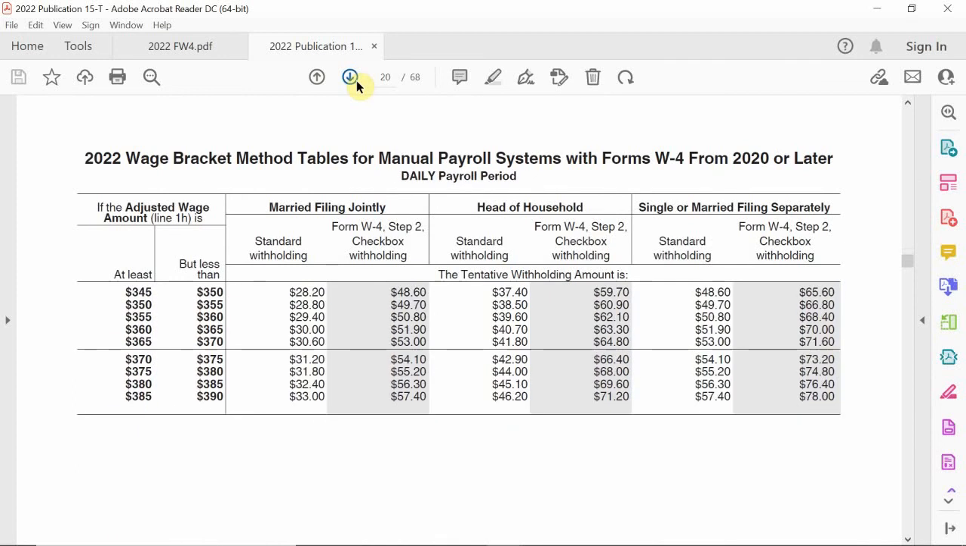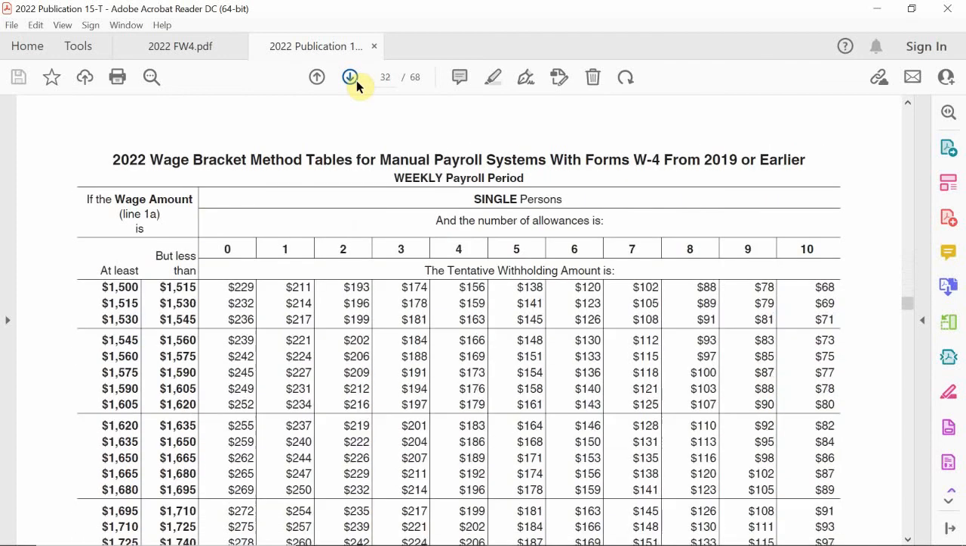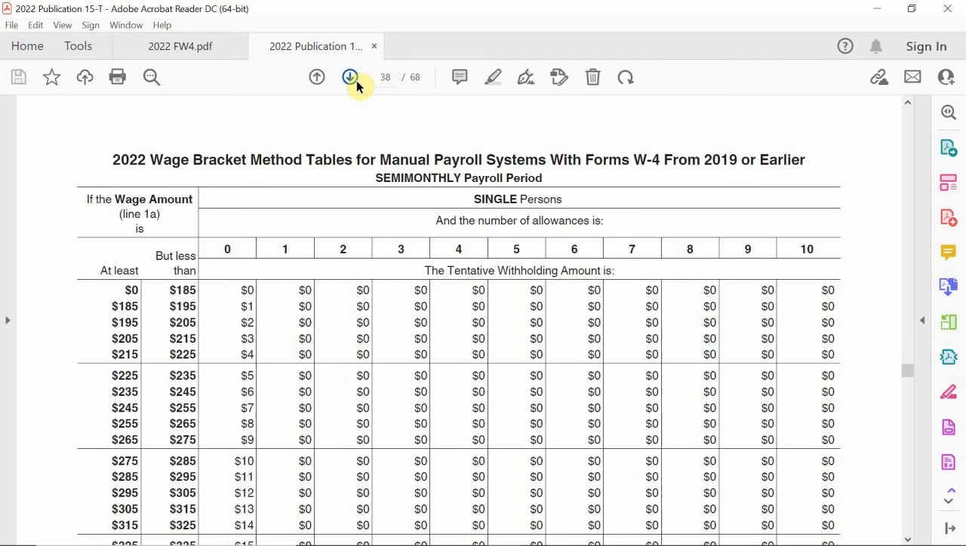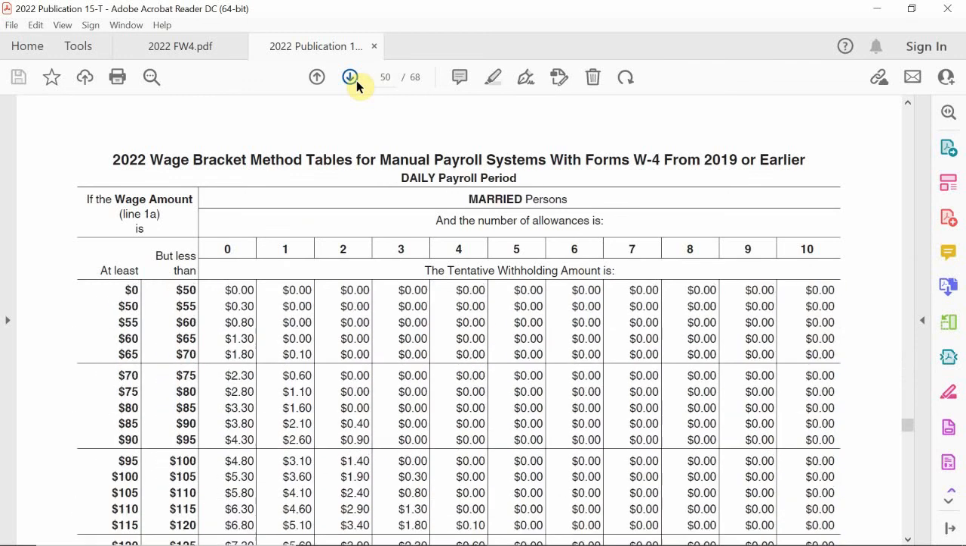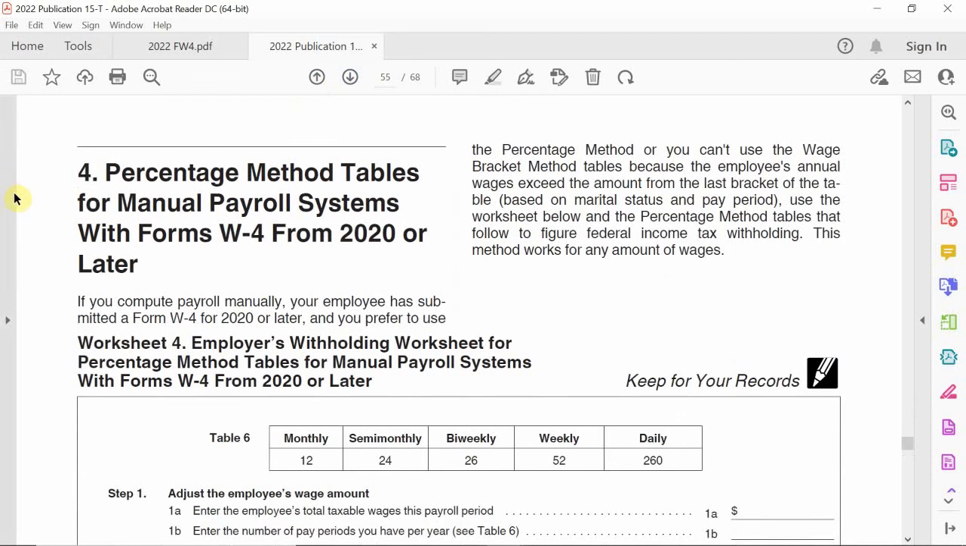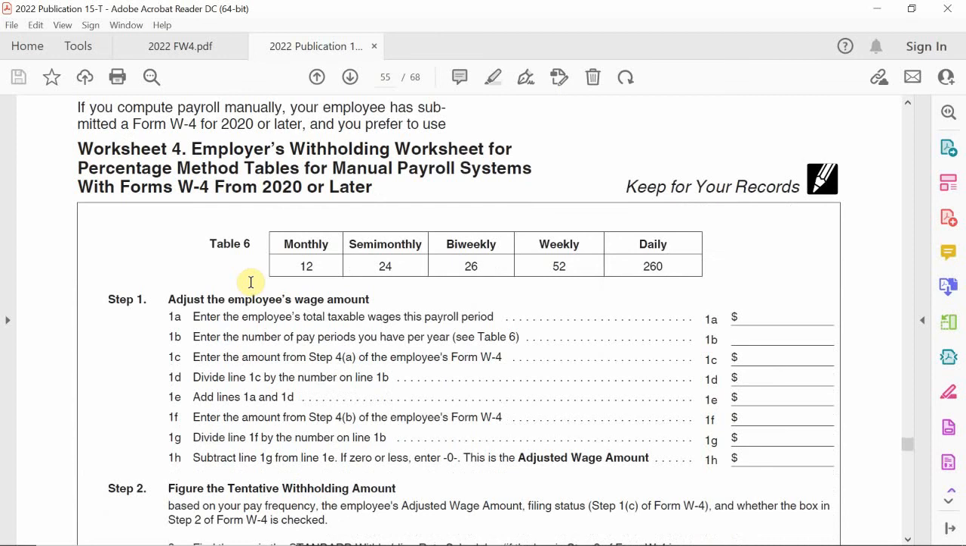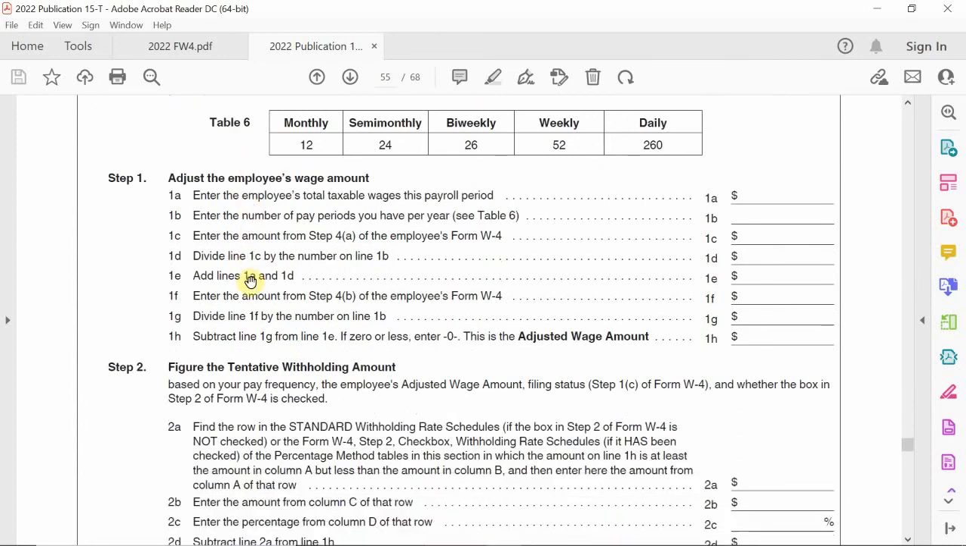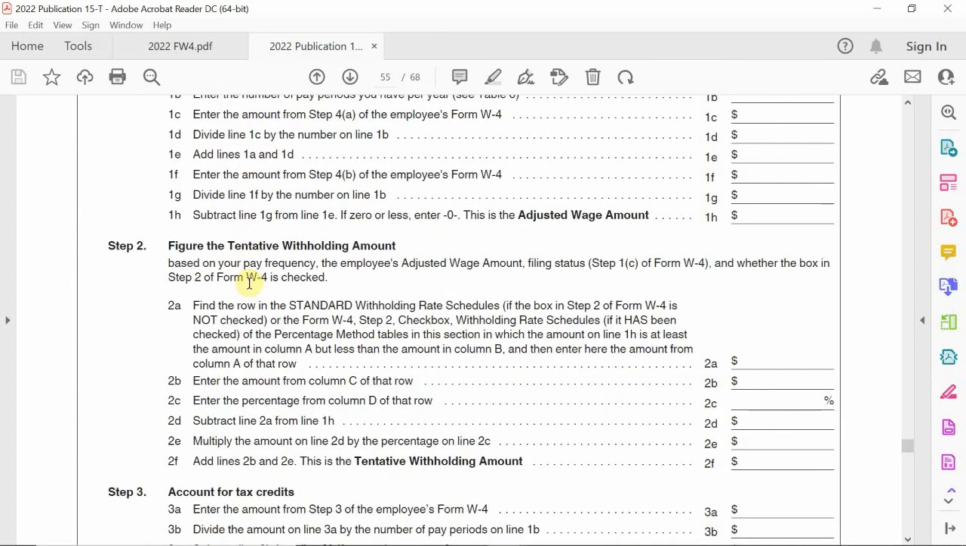Okay? So if I skip on forward, let's see. So that's the bracket method. The one that we want to get to is the percentage method. So here you go. Percentage method tables for manual payroll systems for W-4 forms for 2020 or later. So this is the one that we're going to be using. Now, as you can see, this also walks you through how to calculate your federal income tax withholdings.